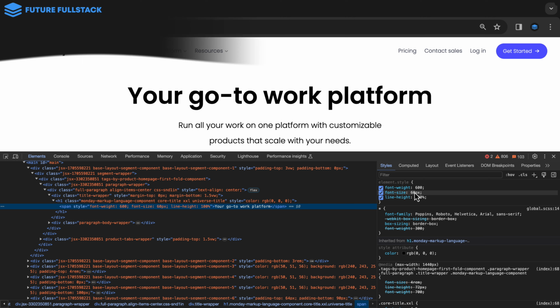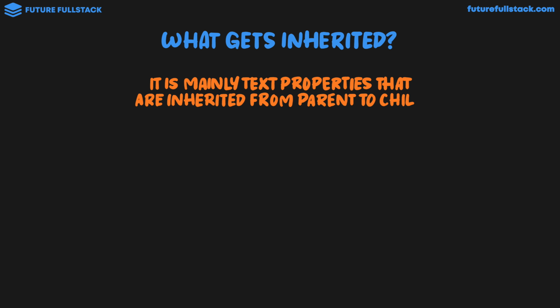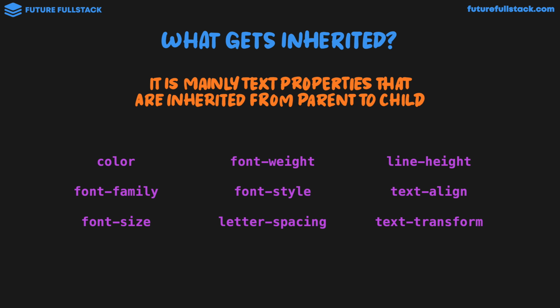So the next question I want to answer is what gets inherited? It is mainly text properties that are inherited from parent to child. So color like these. I'm not going to read them out, but feel free to pause to have a look at them. This is really important to remember. It's mainly text properties that are inherited. So try your best to remember that fact, because it can sometimes be confusing when you're applying a property to a parent and you're wondering why it isn't being inherited. More often than not, you're applying a non-text property.